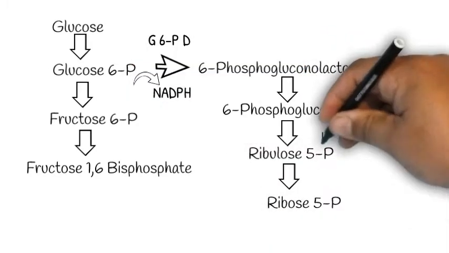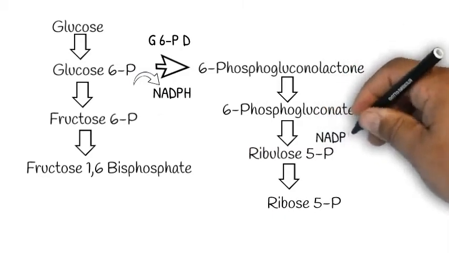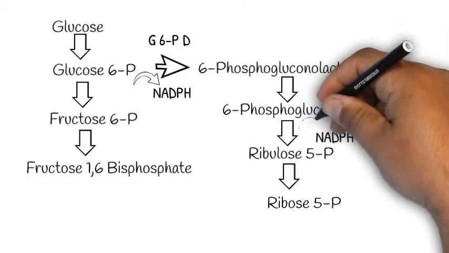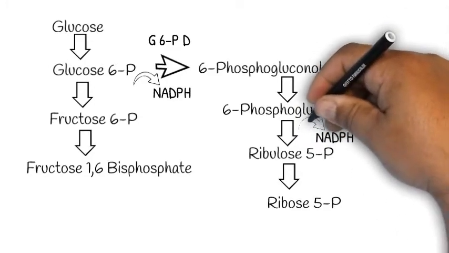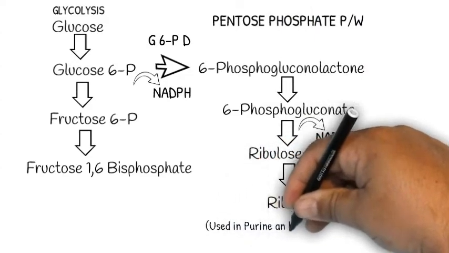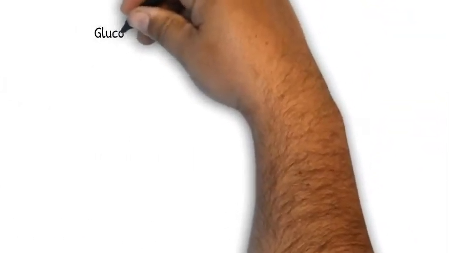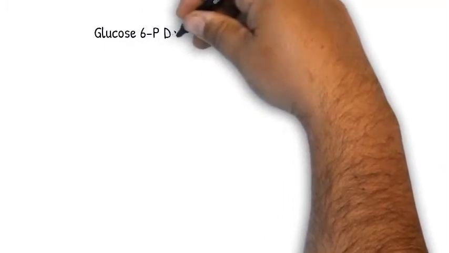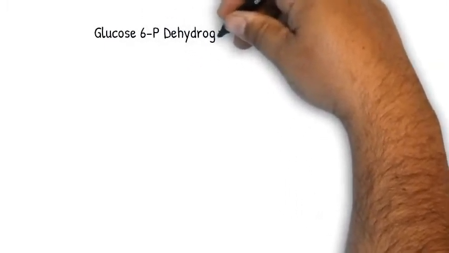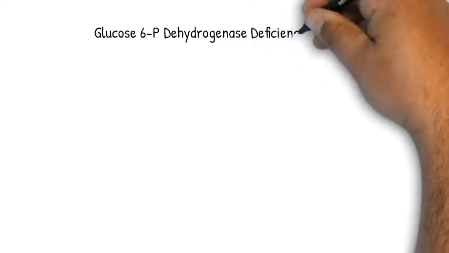And in this very first step of the pentose phosphate pathway, we generate NADPH. And you'll notice NADPH is also generated in step 3 of the pentose phosphate pathway. This NADPH is used in fatty acid synthesis, and also very importantly, the NADPH is very important for the red blood cells.